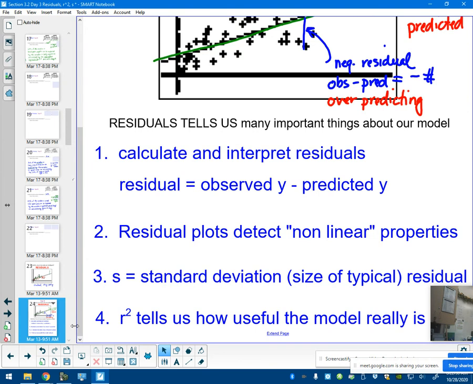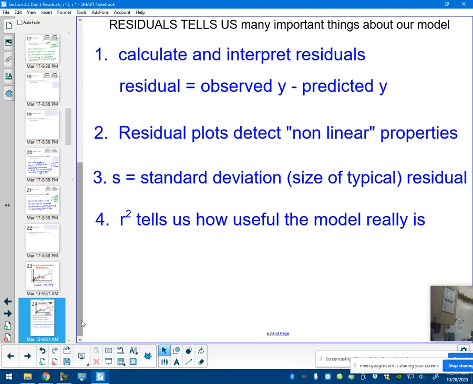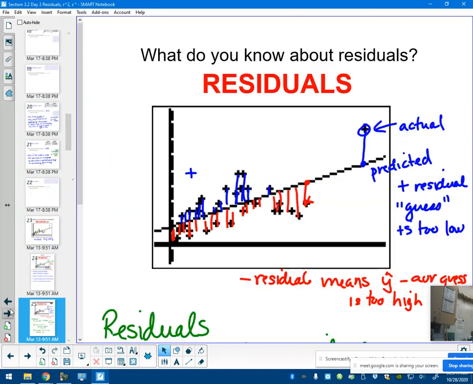Residual plots detect nonlinear properties. We don't even know what a residual plot is yet, but we will. S is the standard deviation, or the size of a typical residual stick. I always call them residual sticks just because that's what they are, little sticks. And we already learned about R squared telling us how useful the model is. Any questions yet? This is a lot of information being thrown at you, and then we're going to practice it. All right, so that's kind of what we just talked about.